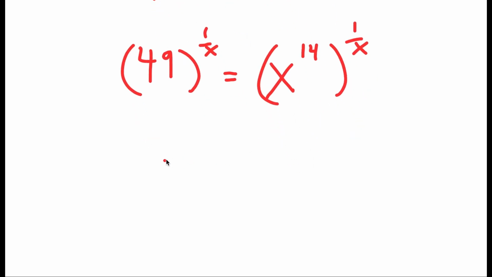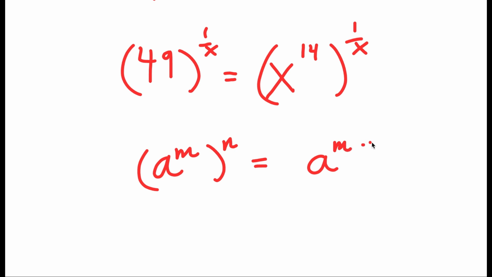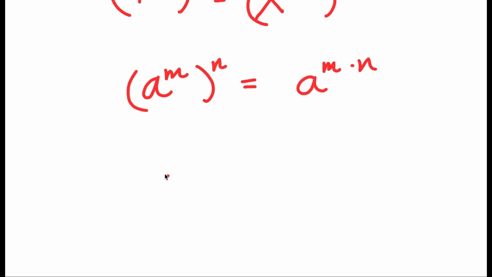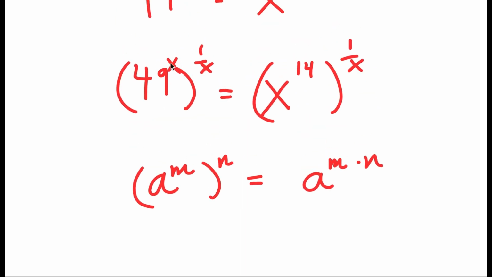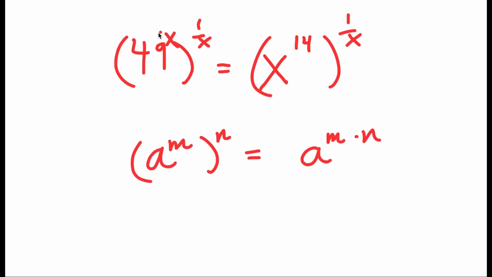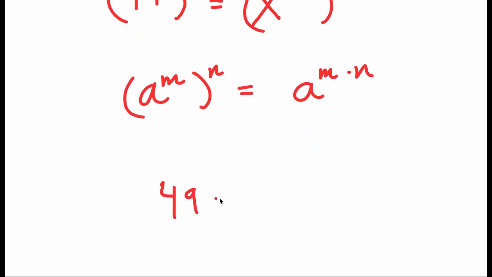Now, if I have something in the form a to the power of m to the power of n, this is equal to a to the power of m times n. So, by the way, this is 49 to the power of x to the power of 1 over x. So these two cancel out because x times 1 over x is just 1. So I get 49 is equal to x to the power of 14 to the power of 1 over x.